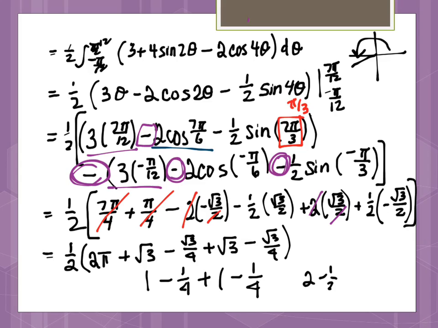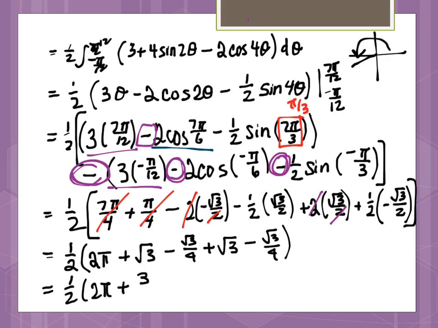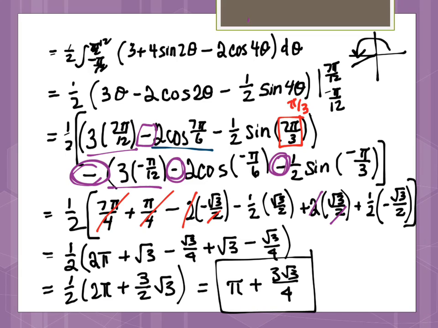This is 2 minus 1/2, which would be 3/2. Did everybody get that? So this is 3/2 times the square root of 3, because they all had a square root of 3 in them. So I've got 1/2, 2 pi, plus 3 halves square root of 3, or you can write 3 square root of 3 over 2, of course. And we'll distribute 3 by the 1/2, so this becomes pi plus 3 square root of 3 over 4. And that would be the value of the area of that larger loop of this particular polar coordinate graph.